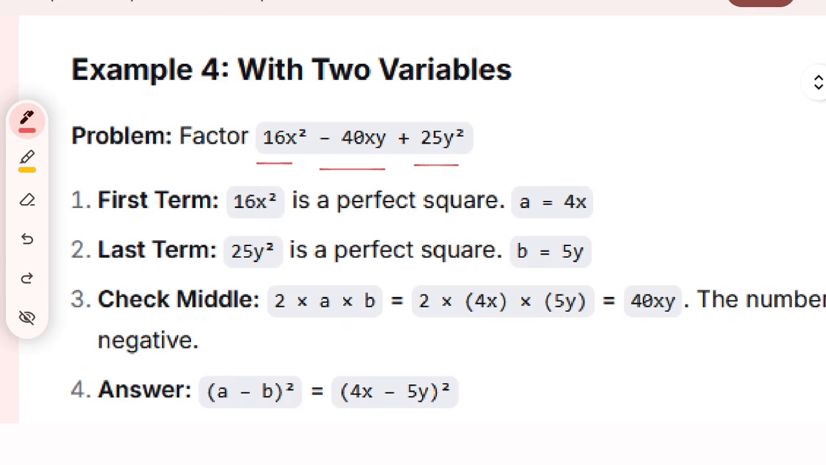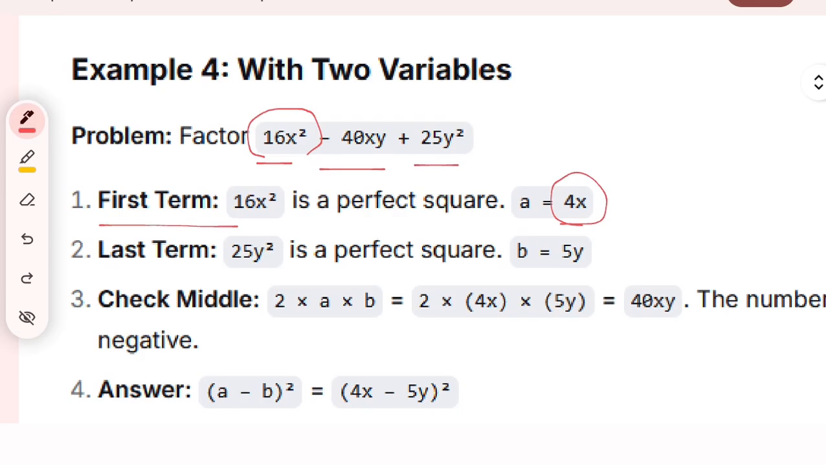The first condition is the first term. So the first term must be a perfect square. So is 16x squared a perfect square? The answer is yes, it is a perfect square. It is actually 4x. 4x times 4x, or 4x squared, is 16x squared. Therefore, the first term is a perfect square.